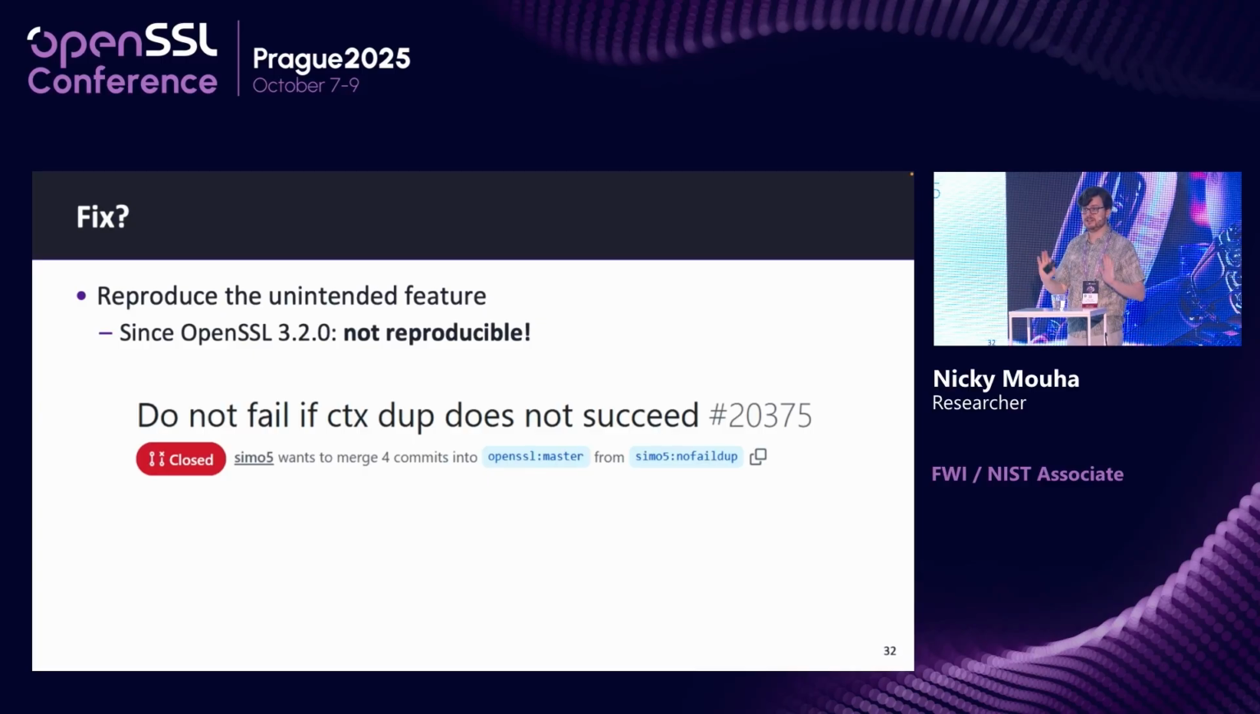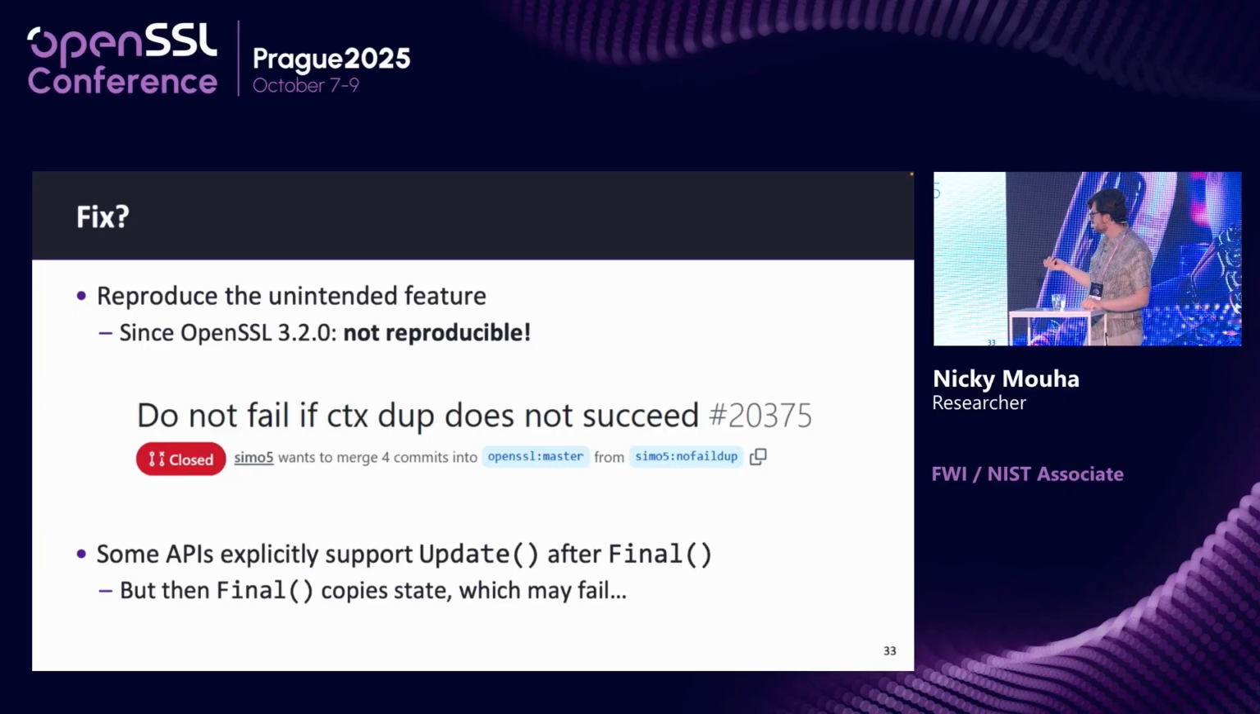You just call init, update, final. Even if the copy fails, you don't necessarily need to worry about it. It's only if you want to call update afterwards. So what Simo was suggesting here is to say, well, can we maybe delay that failure? Because when we're calling final, it's actually fine to say, well, the copy failed, so don't do update after this, but everything else is okay. We computed a correct HMAC here. So that was the intention.